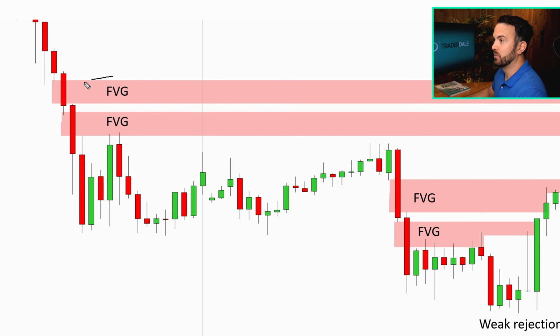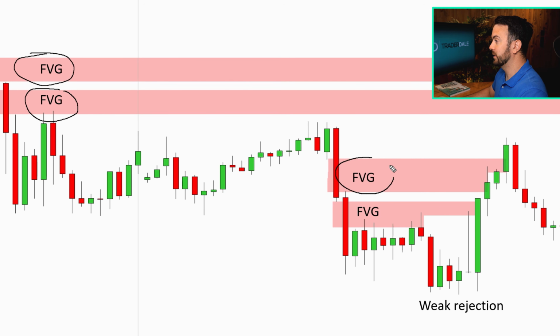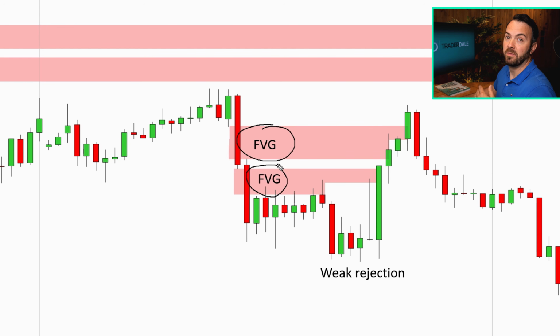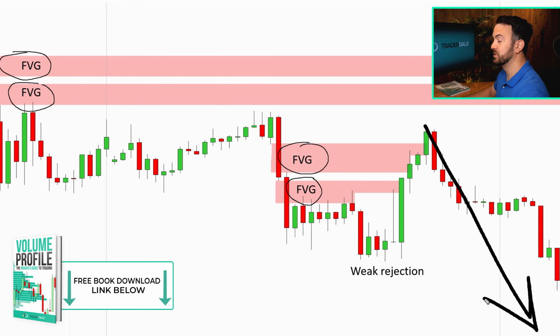And we see them in here. We have a bearish fair value gap, another bearish fair value gap. Next one is in here, next one is in here. Those bearish fair value gaps are telling us that sellers are dominating, they are in control, and that the price is most likely going to go down.